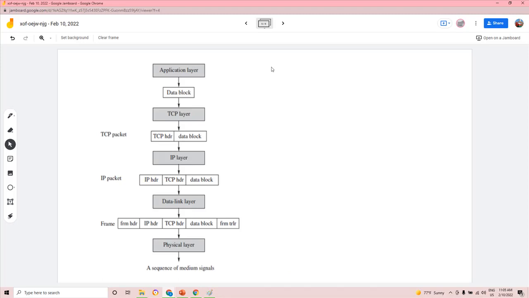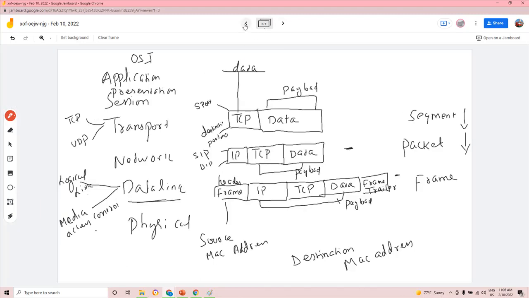See, already we have discussed this point. From the application layer, you get the data. When this data goes to the TCP layer, please understand, the TCP header is attached. Already we have discussed this. TCP header is attached.